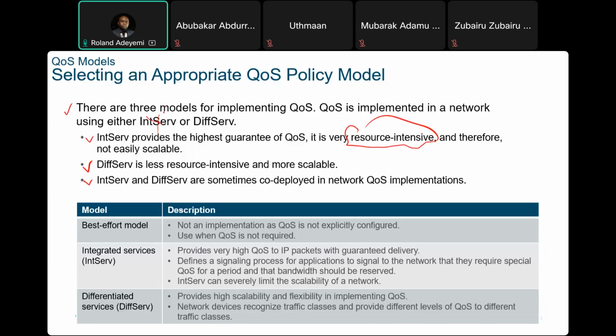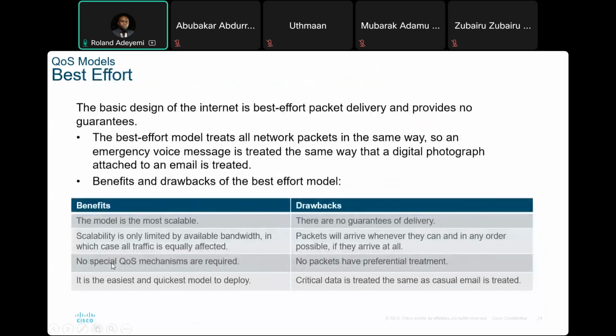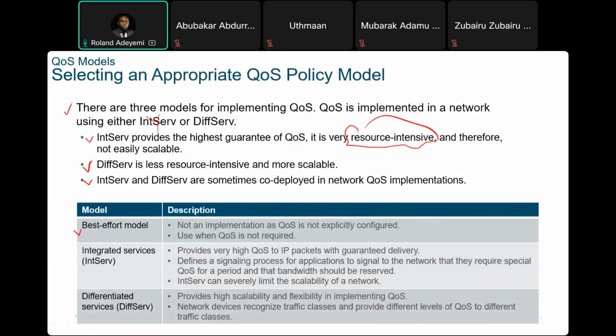So why did we not say there are three models for implementing QoS, and they mention only two? The first model is the best effort model, which is the default on your router or your devices. It is not an implementation per se. It is just to let you know that the router will try to do its best to manage the traffic and the queue when you have not even configured QoS.